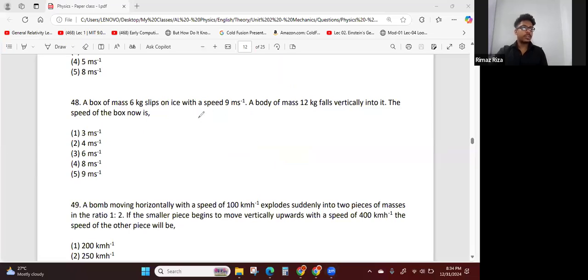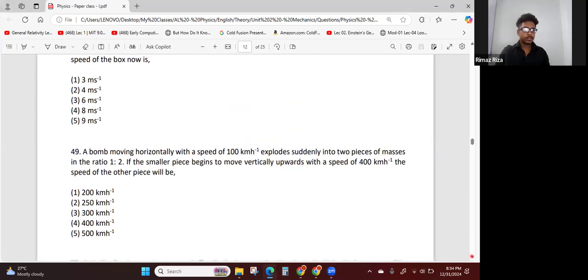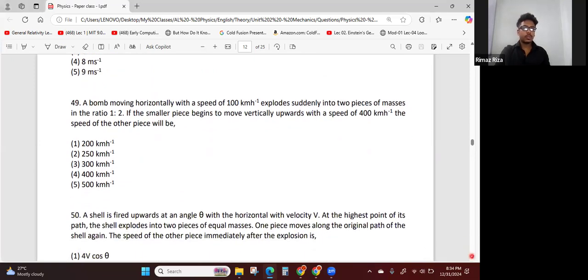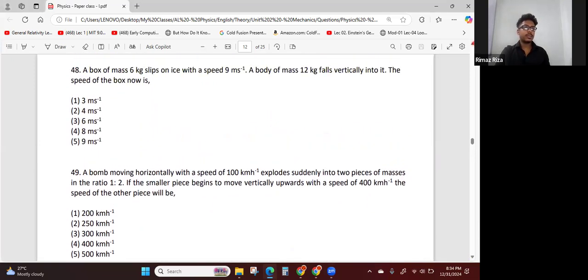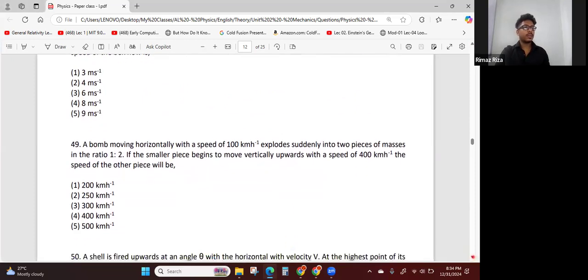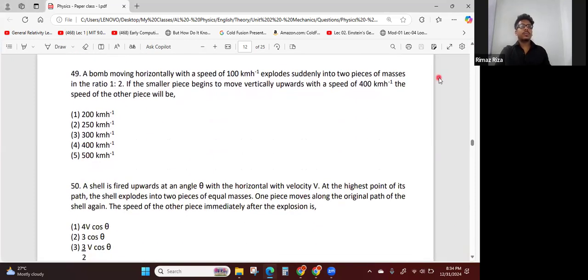So when you read this question, the only thing you write is 6 into 9 equals 12 plus 6, 18, into V. That's all. So therefore, we get V equals 3. Those questions take maximum 10 seconds. Okay. Question number 49.